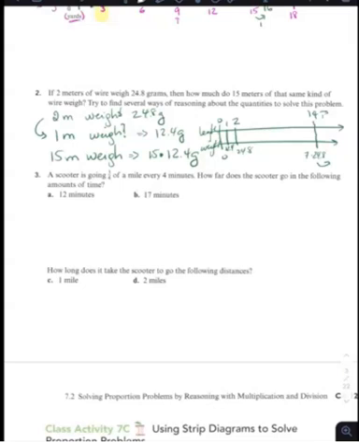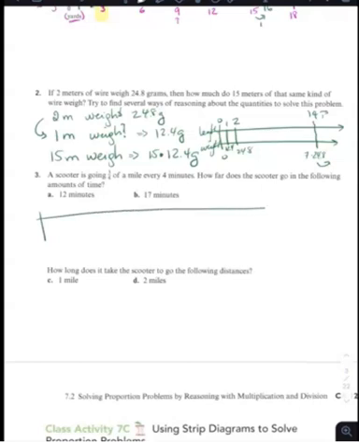Okay, so I will leave this for you to formalize. This is some sketch marks and some strategy, but you need to formalize it in order to be able to write out the final answer. Now, for number 3, a scooter is going 3/4 of a mile every 4 minutes. How far does the scooter go in the following amounts of time?